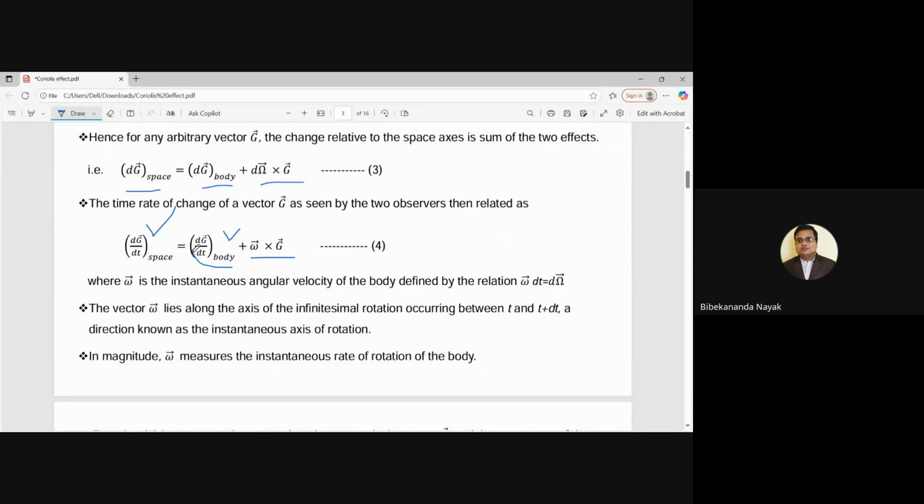So we are here inside the earth. Whatever observation occurs in the earth is not equal to the actual space, it is the space minus omega cross G.